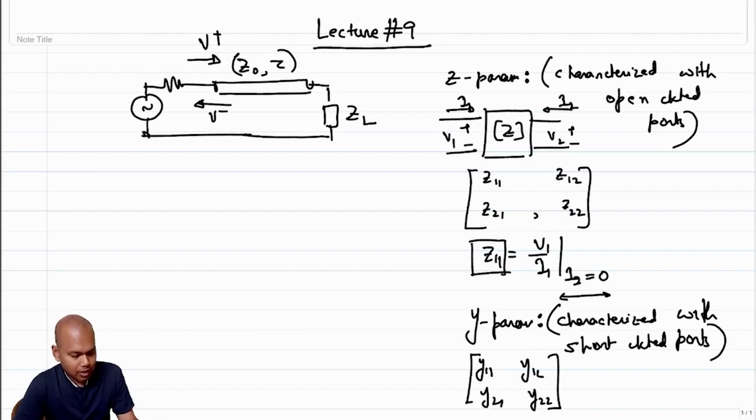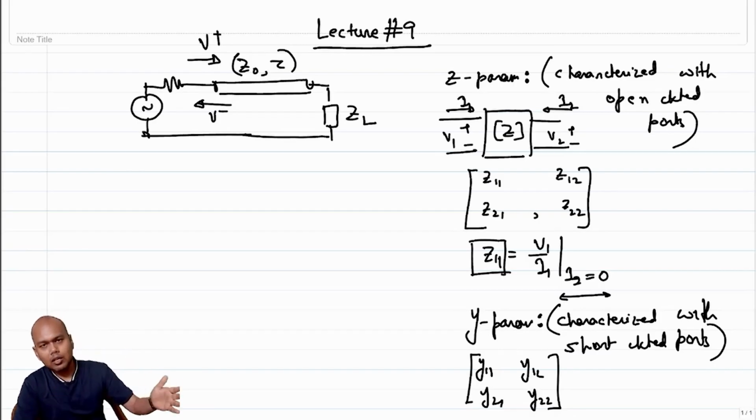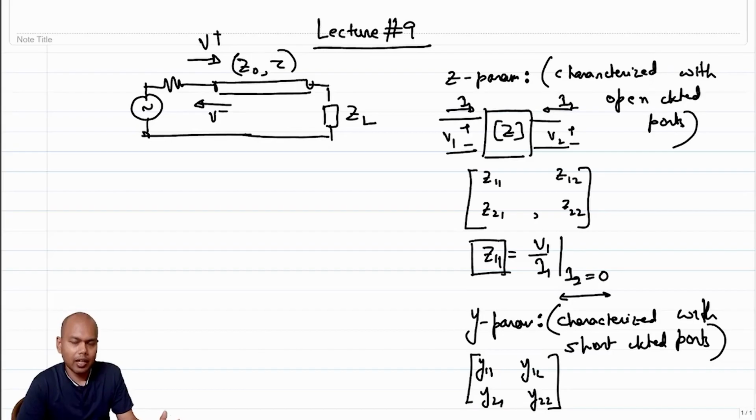Other thing is, what is the goal? The goal is to ensure that there is no reflection in any part of the interface in an RF system, which essentially means that we are trying to match every interface to a predefined characteristic impedance. Just like in a Z parameter, we are characterizing everything with respect to open circuited ports, or in case of a Y parameter, with respect to short circuited ports, we need another parameter where we will be characterizing the network with respect to its matched ports, right?